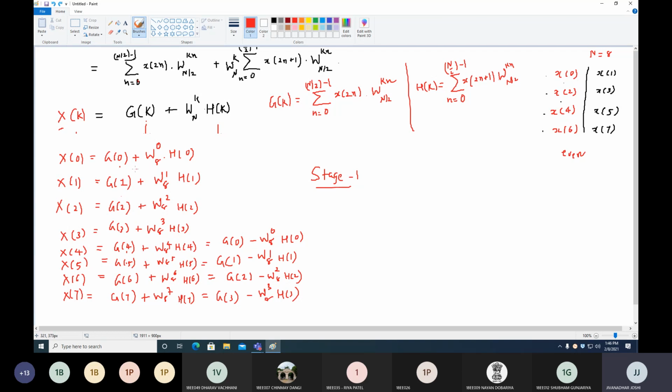Right, the process depends on what? It depends on the input. That's why g of 0 and h of 0, g of 1, h of 1, that means g of k and h of k are serving as input to this stage. Are you clear with this? Why g and h are at input and why x are at output? Are you clear with this? Say yes or no.